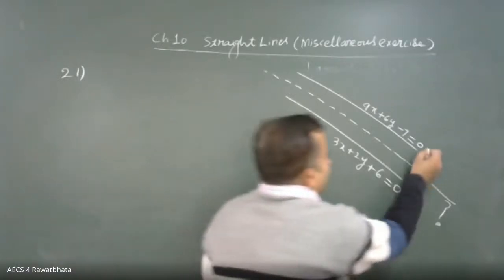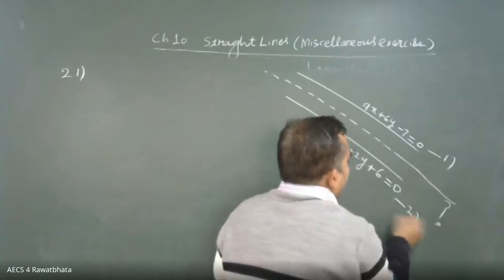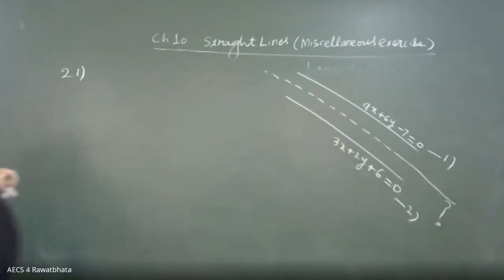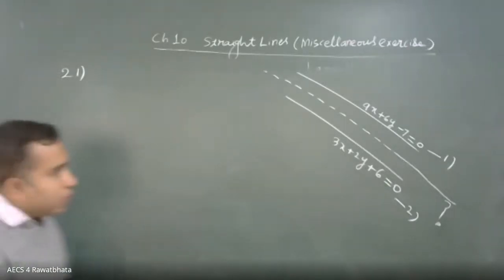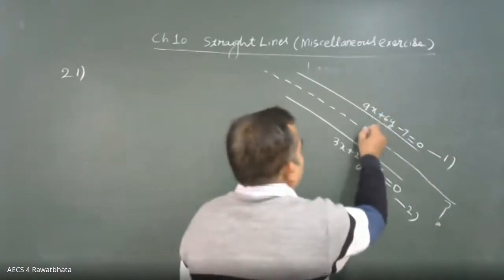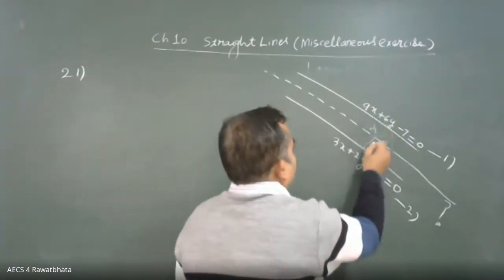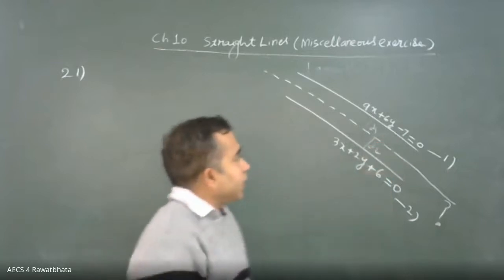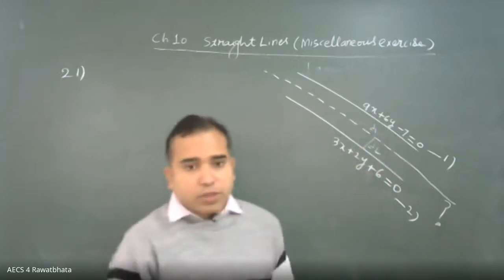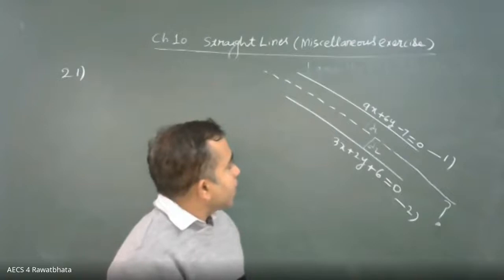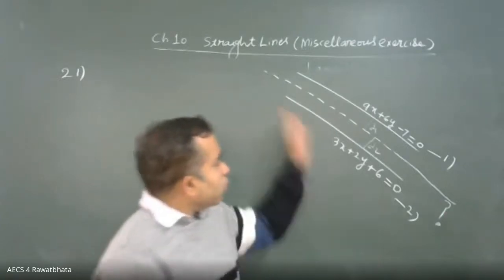So let it be line number 1, let it be line number 2. And how to get? How to get? D1 equals to D2. But one thing, then two methods are there, students. One method is that its equation we have to find.